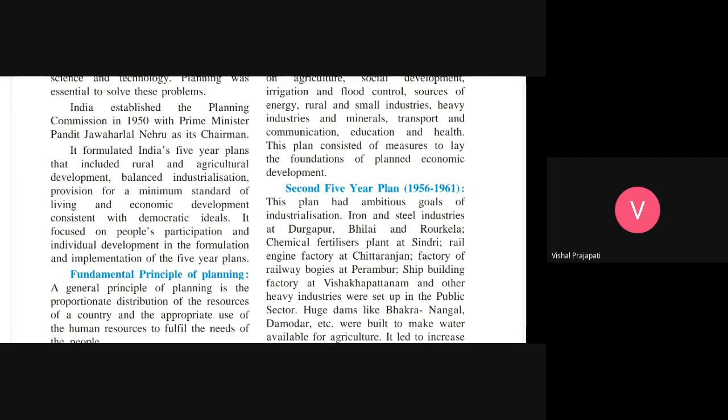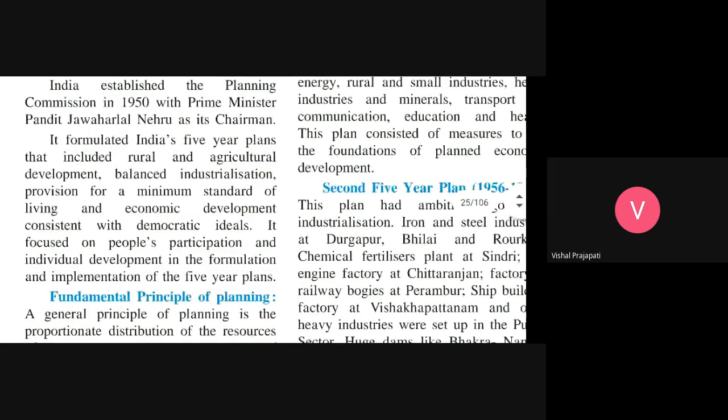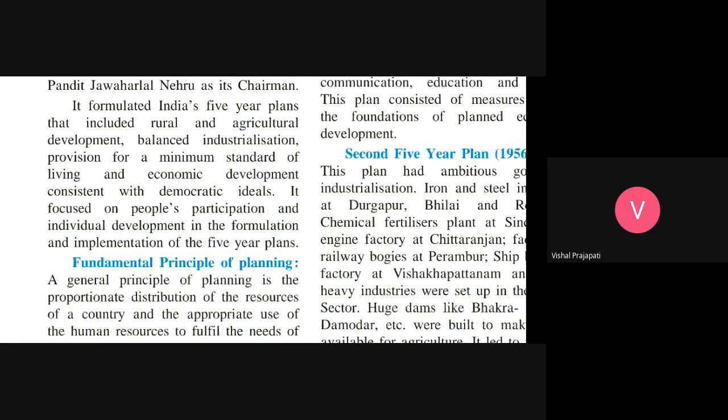Also, provision for minimum standards of living. We know that in the British rule, the standard of living of Indian people was very low. So to improve it, we set a minimum standard of living for the people. And we are going to develop our country so that everyone will get the minimum standard of living. Also, economic development consistent with democratic ideals. From the initial state, we are a democratic country.